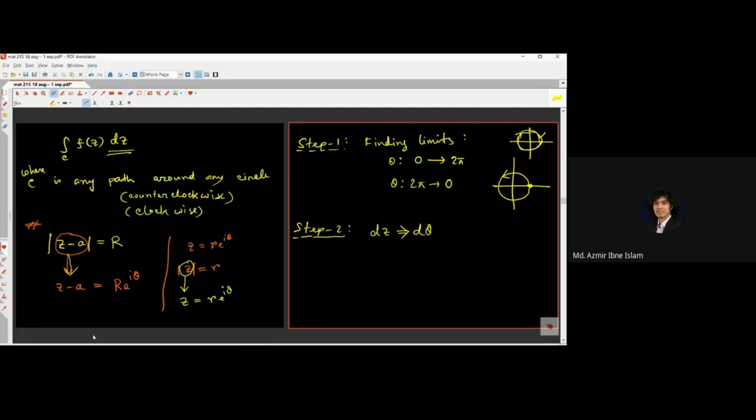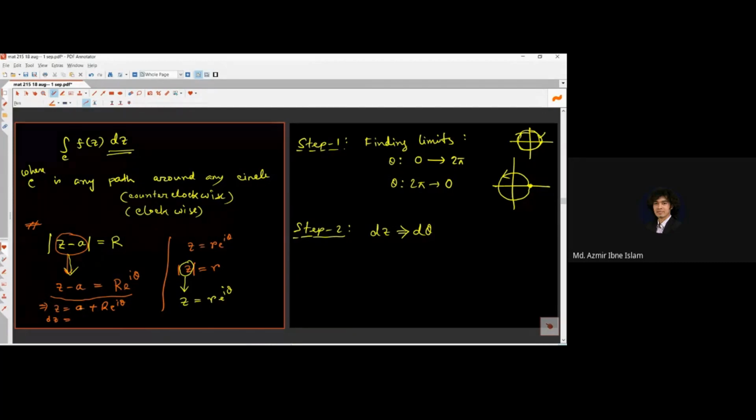So how can we find d theta from dz? We have already found z minus a equals r e to the power i theta. From this, to find dz, we have to differentiate in terms of theta. Let's transfer a to the right side, so z equals a plus r e to the power i theta. Now if we differentiate in terms of theta, dz equals derivative of a, which is 0, plus r i e to the power i theta d theta. That is the process of converting dz to d theta.